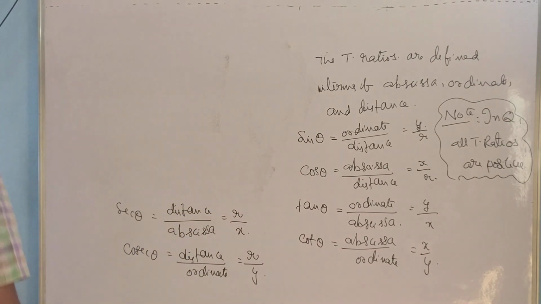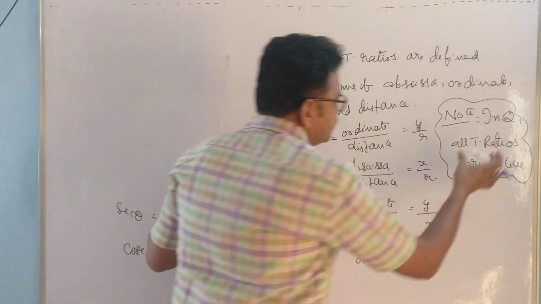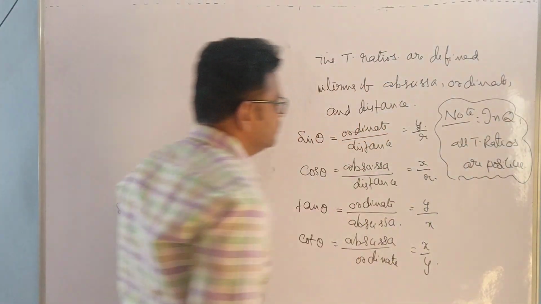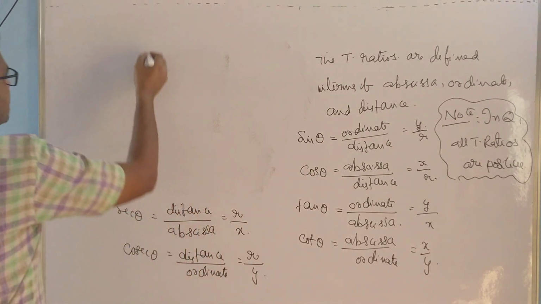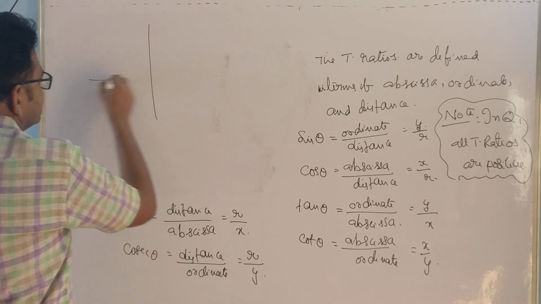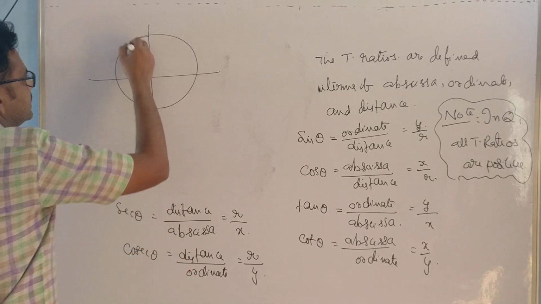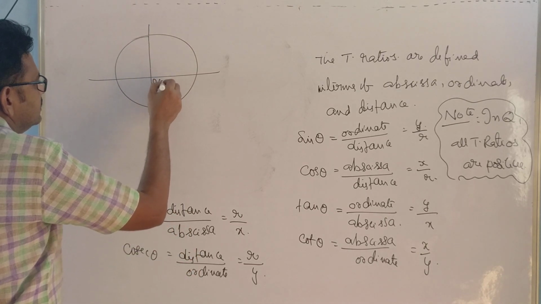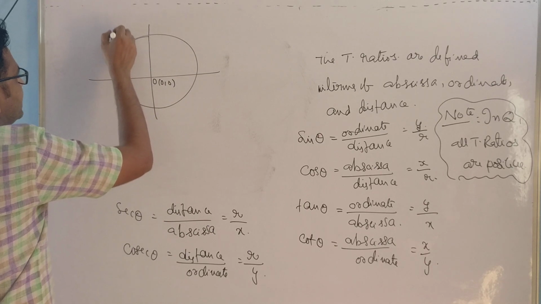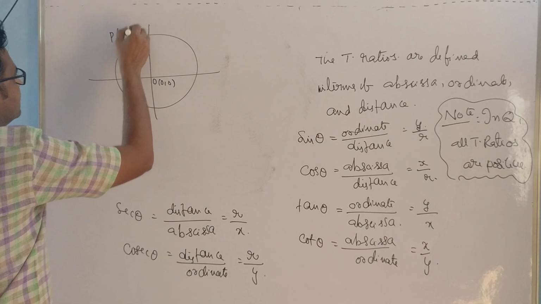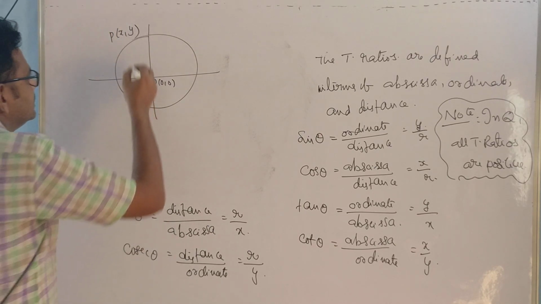Suppose, so from this we know all trigonometric ratios are positive in the first quadrant. Suppose we go for the second quadrant. Same, this is the origin 0, 0. Let the point be x, y, which is in the second quadrant.